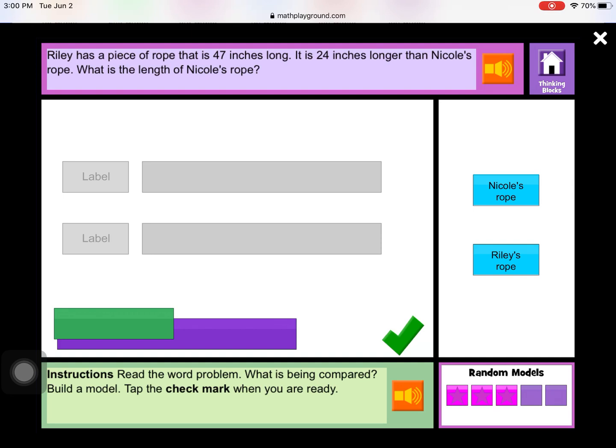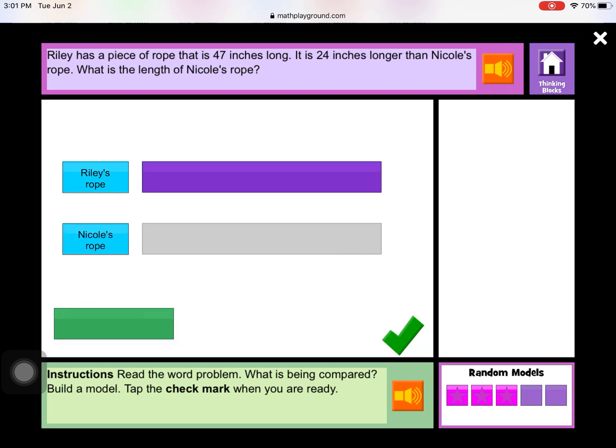Riley has a piece of rope that is 47 inches long. It is 24 inches longer than Nicole's rope. What is the length of Nicole's rope? I know that Riley's is 47, and it is 24 inches longer than Nicole's rope. That must mean that Riley's rope is longer than Nicole's rope. So here we have what looks like it's going to be a comparison bar.